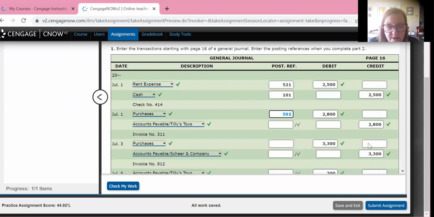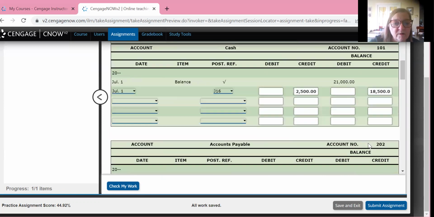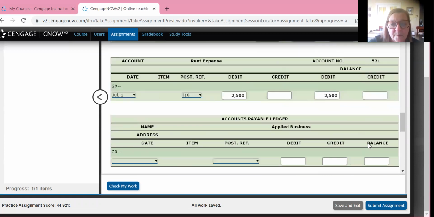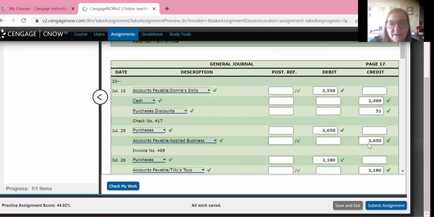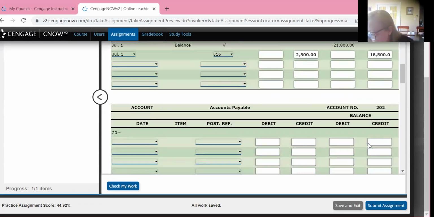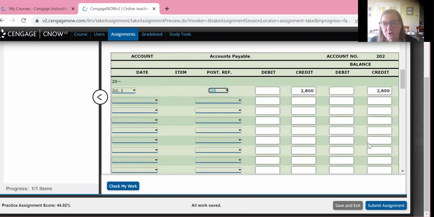So I posted that. Now I'll go to accounts payable. Tilly's Toys, 2,800. How did I miss some? Okay, here we go. Oh, that's the subsidiary ledger. Accounts payable, where are you? Right here. Okay, and so accounts payable is $2,800. And that's the only thing that's happened so far in accounts payable. It happened on July 1st on post reference J16.